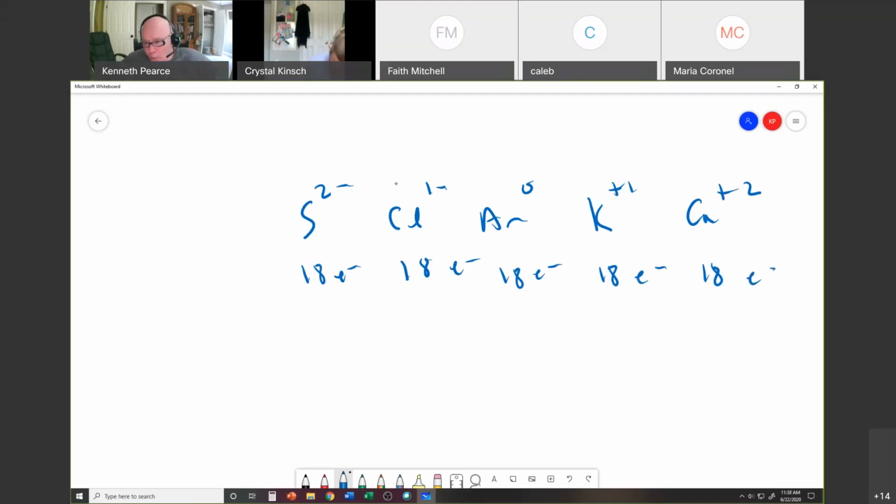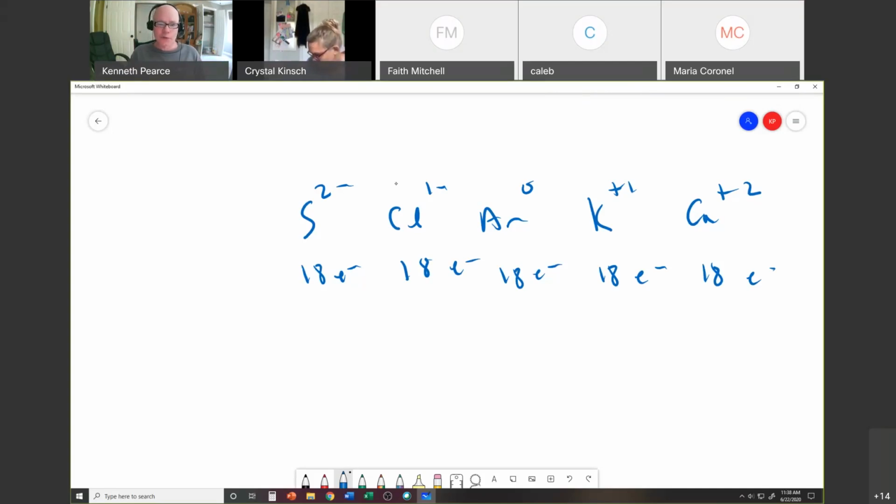This is an isoelectronic series. How do you tell if you're dealing with an isoelectronic series? They all have different charges. That's how you tell. Everybody has a different charge: a plus 1, a 2, a 3, and a minus 3, a minus 2, a minus 1, and a 0. You've got an isoelectronic series.